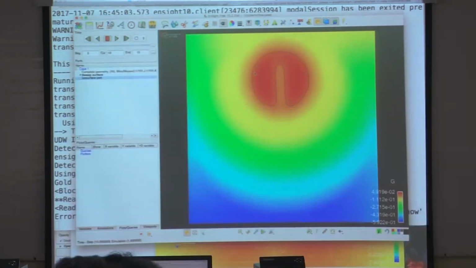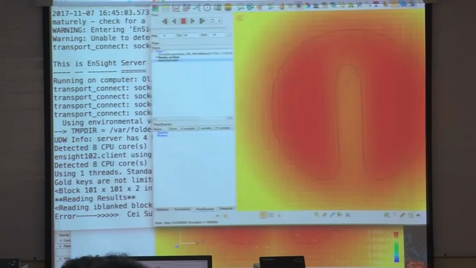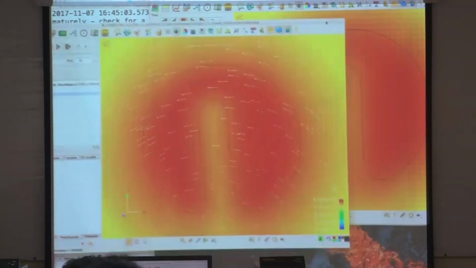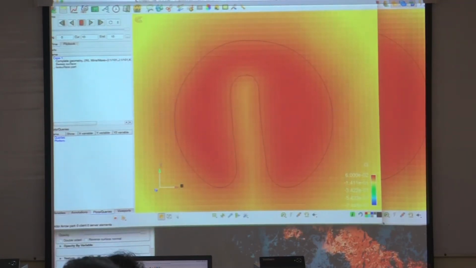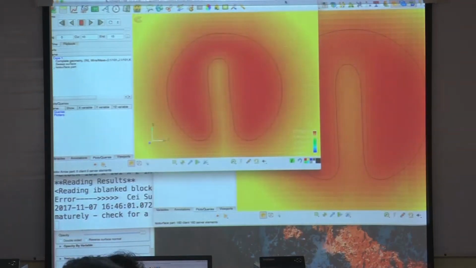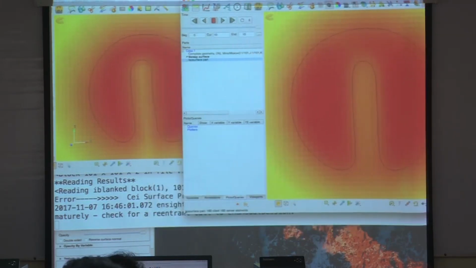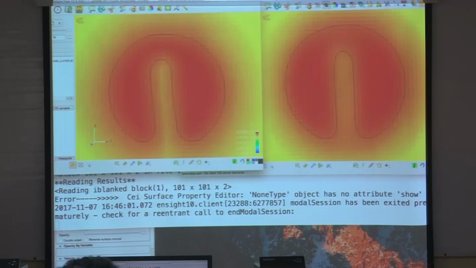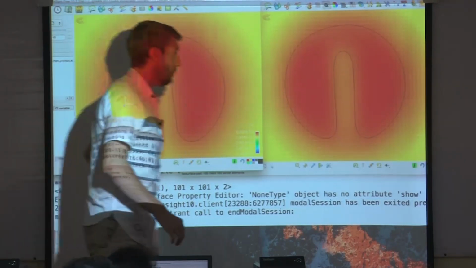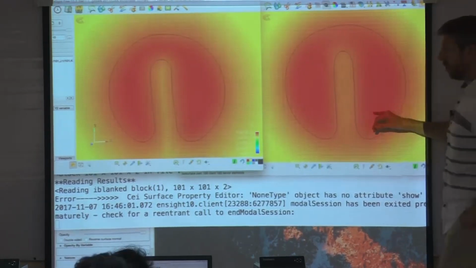All right. This is the old one. And this is the new one. So I'll let you make your own opinions with this, but this is the old one where we didn't have reinitialization. This is the one with reinitialization.